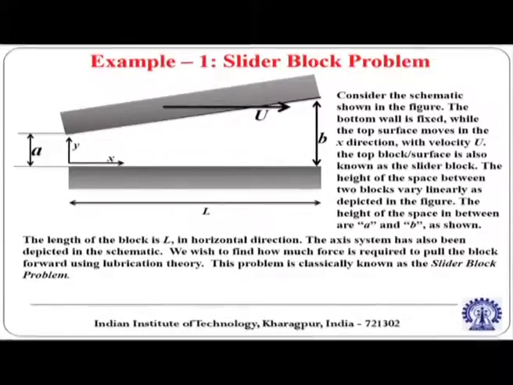So, the first problem, a very classical problem in mechanical engineering, a slider block problem. The description of the problem is given in the slide, but I will read it out for clarity so that you can understand the definition of the problem. We will work out a few steps, but I will not work out the integration and differentiation part; we will cover the concepts. So, consider the schematic shown in the figure. The bottom wall is fixed while the top surface moves in the x direction with a velocity U.